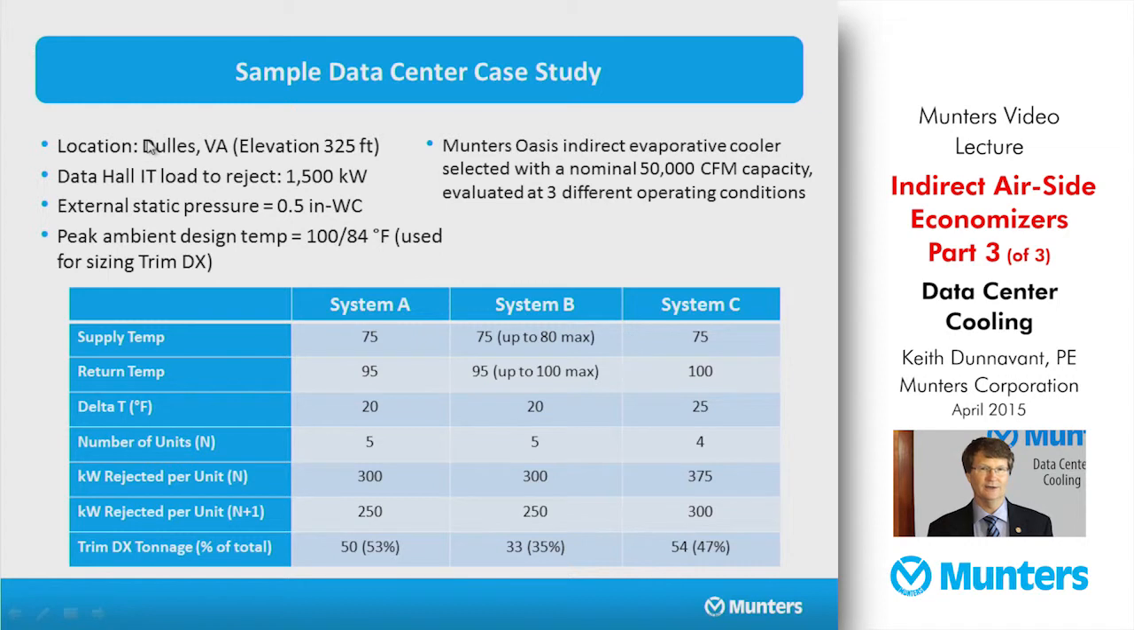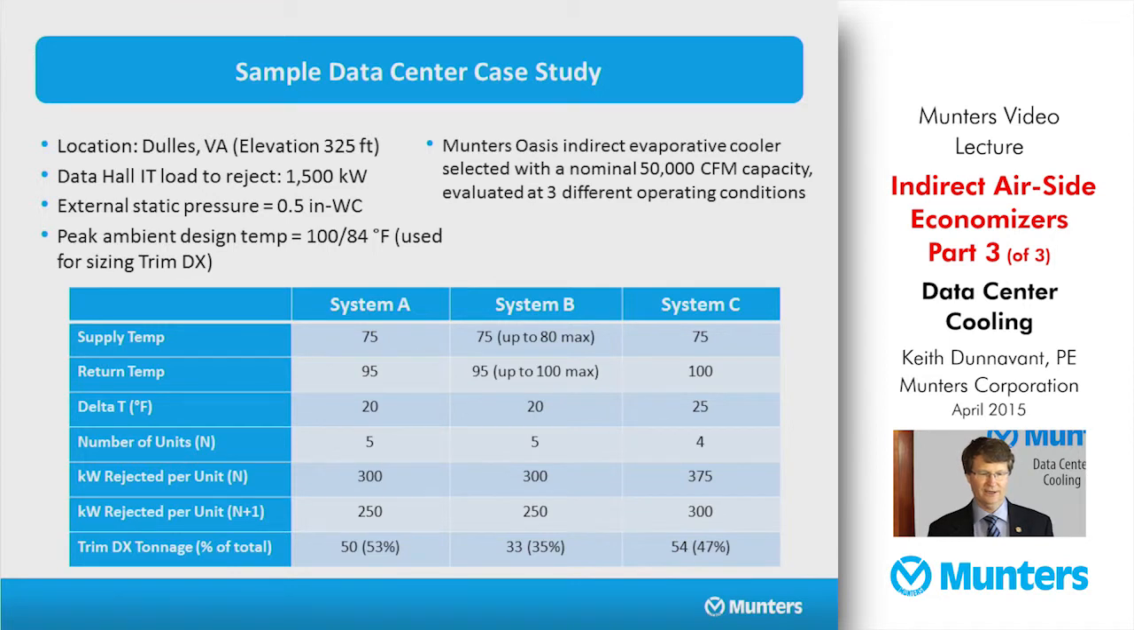Specifically, we're looking at a data center located in Dulles, Virginia, at an elevation of 325 feet above sea level. We're looking at a data hall IT equipment load of 1,500 kilowatts that the cooling equipment needs to reject. It's going to be an efficient design with an external static pressure of the combined return air to the units and the supply air back into the data hall of only a ½ inch of water column.